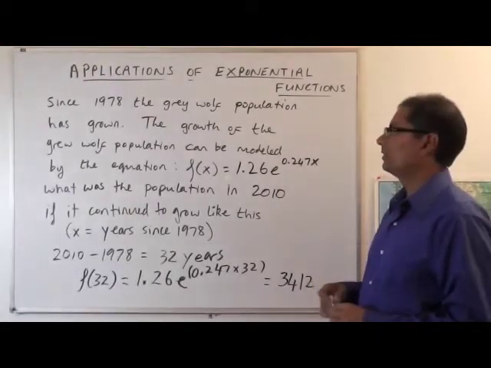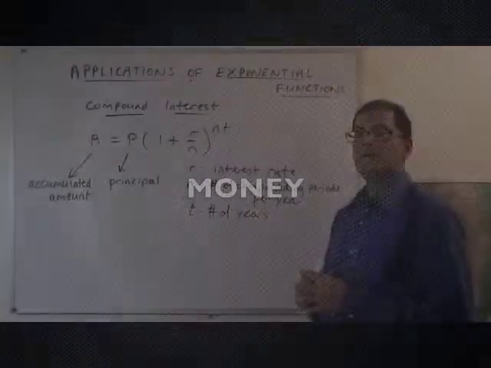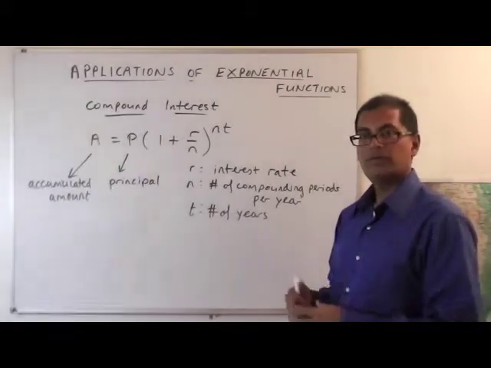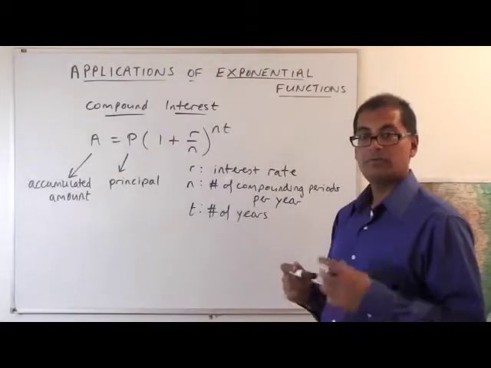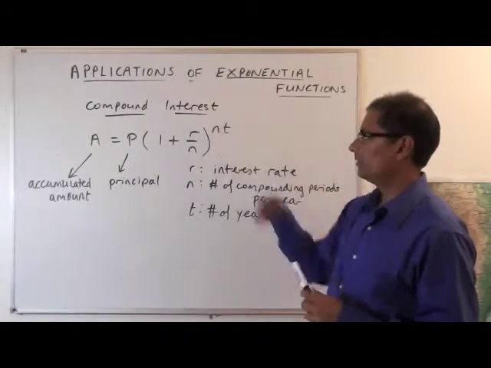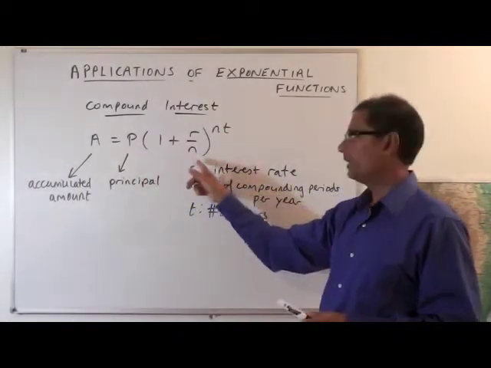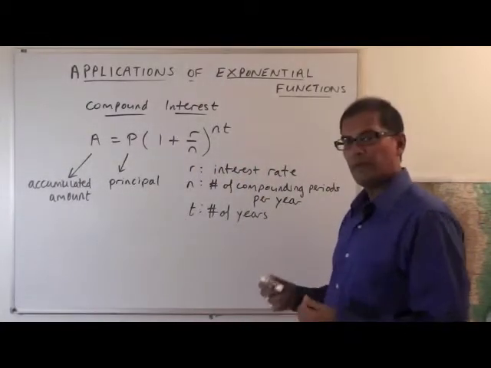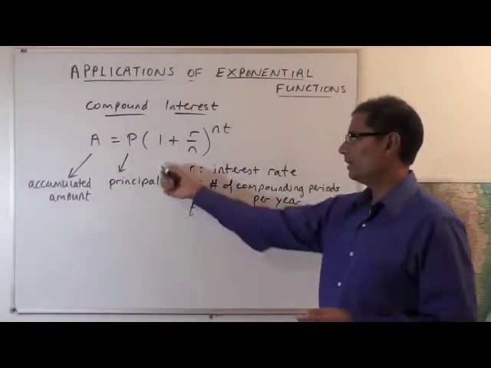We can also apply exponential growth to the growth of money with interest. So if you deposit money and it grows with interest, it grows exponentially. And there's a formula to model the growth of that one-time deposit, which is called the compound interest formula. And it reads A equals P times 1 plus r over n to the n times t. So this formula can be derived by looking at interest being added to an account every so often. But this is the end result.